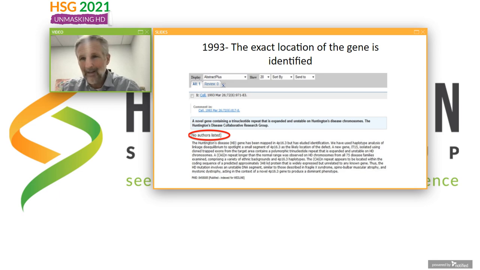And so I think it's a very nice footnote in the history of Huntington's disease genetics, that there was a recognition that this effort really was a collaboration and was not the effort of just one person or scientist.